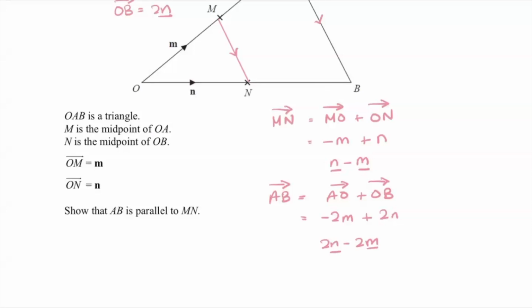Now, AB will also factorize. And you can now see how MN and NM is in both vectors. AB is just twice as long. So we can make that statement to finish it off. But that factorizing is the key thing that you're looking to do in vectors whenever you're trying to find a parallel line.